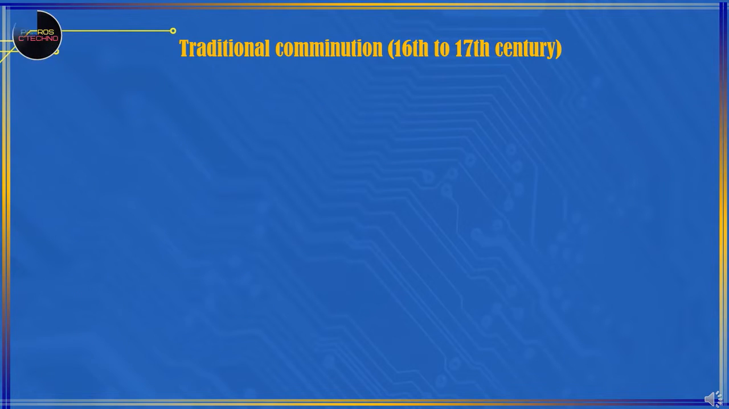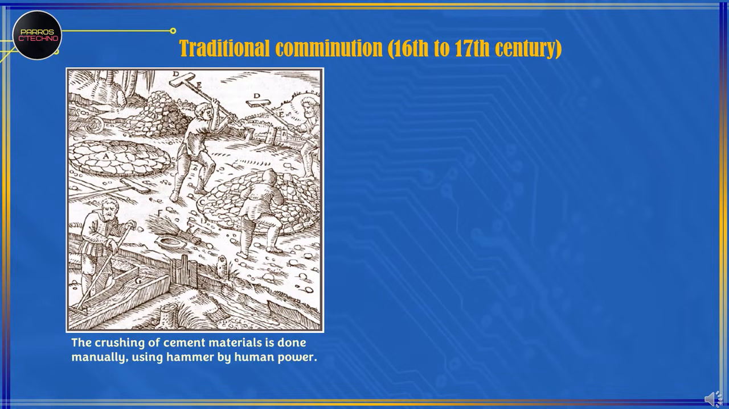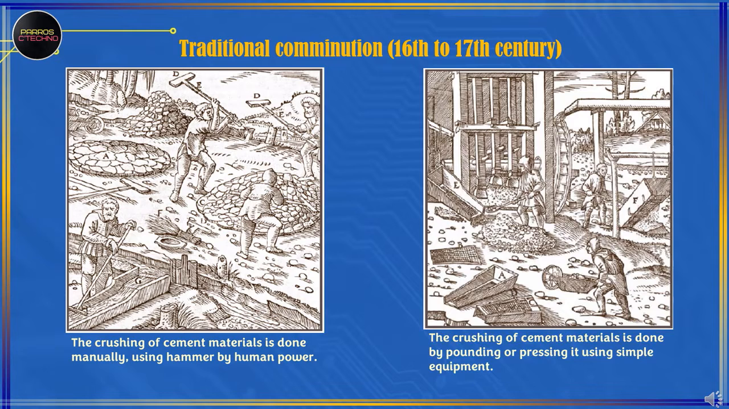This is an example of traditional comminution in the 16th to 17th centuries. The crushing of cement materials is done manually, using a hammer by human power. And the crushing of cement materials is done by pounding, or pressing it using simple equipment.